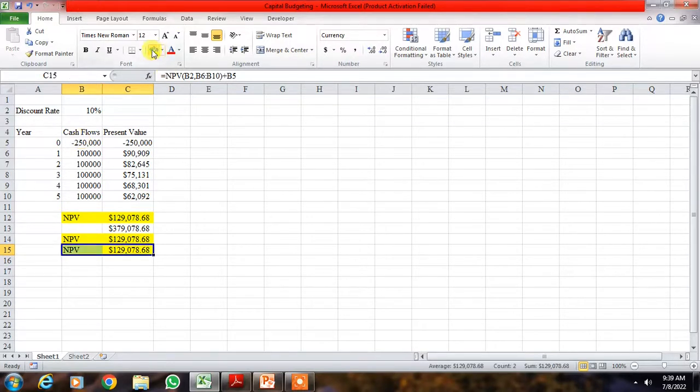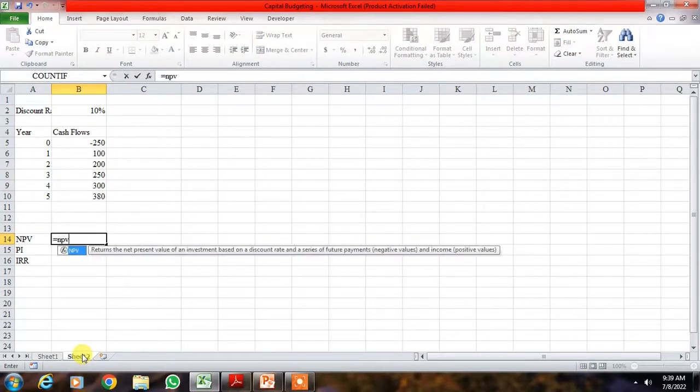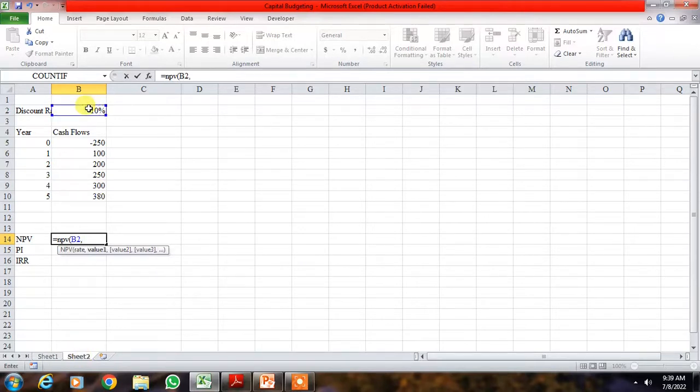So the final formula of the NPV is: equal NPV, select the range of the cash inflows, and then at the end deduct the initial investment. Now in this case we cannot apply the present value formula because the cash inflows are different. So we are only left with the NPV formula. The values range is this one and then plus initial investment.